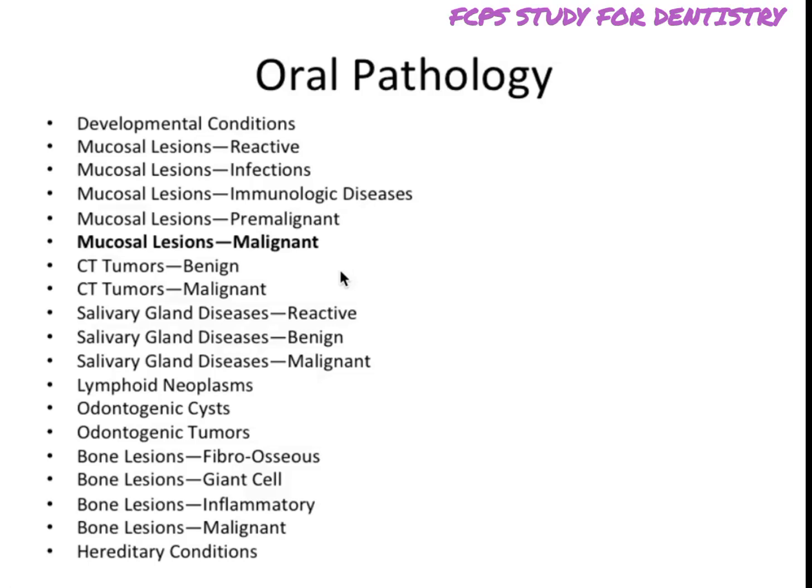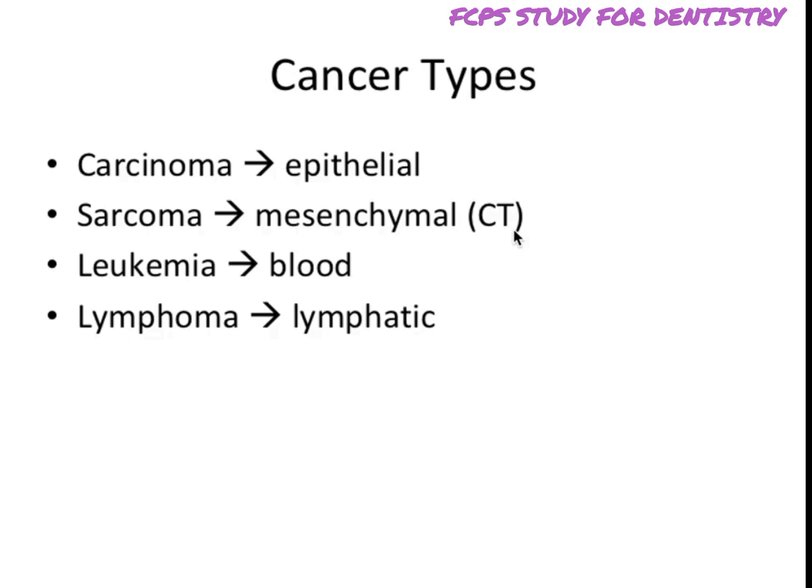lateral tongue. Those are super important things to remember. So we're going to start with cancer types. So there are four main types I just wanted to cover really quick.